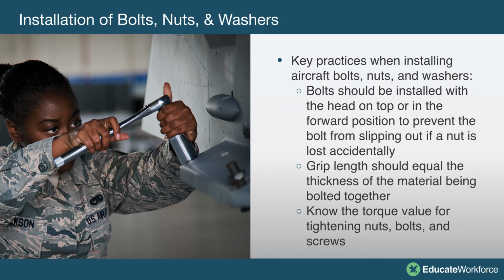There are some key practices to follow when installing bolts, nuts, and washers. The bolt should be installed with the head on the top or in the forward position. When the head is on the top, gravity holds it in place. When the head is in the forward position, the wind actually holds it in place, should something happen to the nut and it comes off. The grip length should be equal to the length of the material being bolted together. What is the grip length? That's the unthreaded portion of the bolt. You should know the torque value for the nuts and the bolts that you're installing, because every piece of hardware that gets installed on an aircraft has a torque, and we need to follow that.